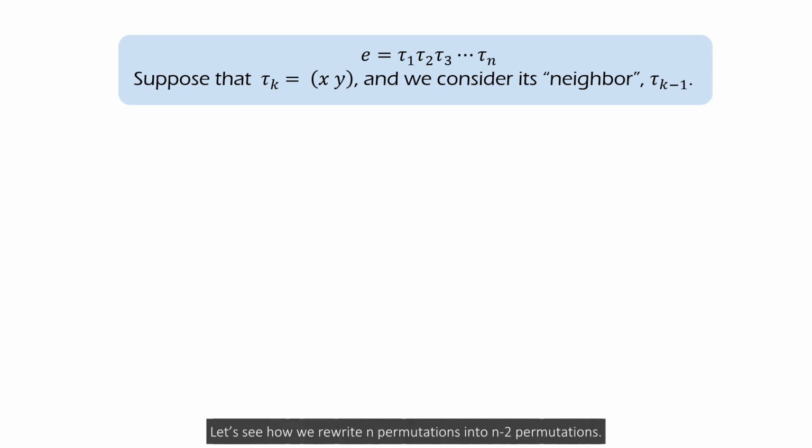Let's see how we rewrite n permutations into n minus 2 permutations. Suppose that E equals τ1, τ2, all the way down to τn, where all the τs are odd transpositions. And then we consider a particular transposition, τk, equals to bracket xy, and its neighbor, τk minus 1, and then we consider 4 cases of τk minus 1.